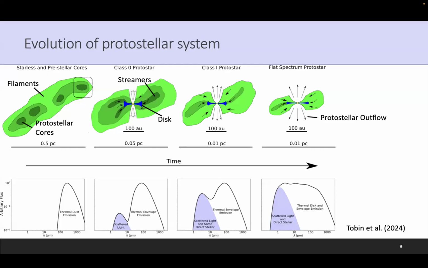So in this Class 0 stage, you'll start to see some of the scattered light from the protostar. Then over time, you can see the protostellar outflows widen and the density of the envelope decreases. So you see more infrared emission from the disk. Then in flat spectrum sources, you start to see the spectrum become flat between 1 and 10 micron, and this is due to more infrared contribution from the disk. So we use the SED to trace the evolution of the protostellar system.